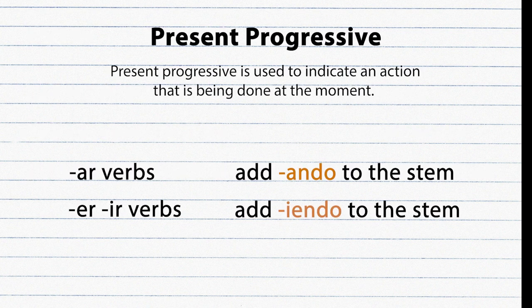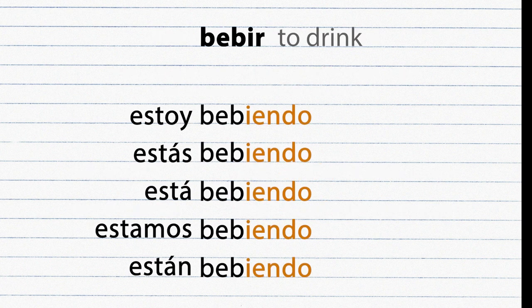Present progressive is used to indicate an action that is being done at the moment. It's very similar to ing in English. Estoy bebiendo. Estás bebiendo. Está bebiendo. Estamos bebiendo. Están bebiendo. Notice the only thing that is changing is the conjugated estar verb.